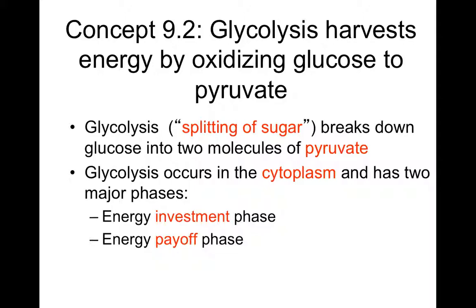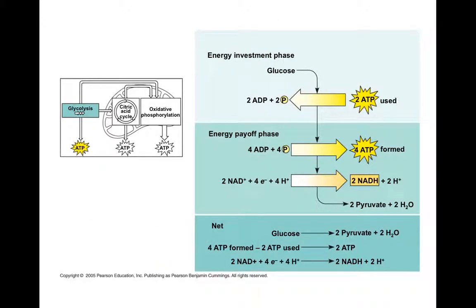In this diagram, you can see the 2 ATPs that are necessary to get the reaction going. This occurs in the energy investment phase. The energy payoff phase yields 4 molecules of ATP. In addition, it reduces 2 NADs into 2 NADH molecules. Overall, glucose has been broken down into 2 pyruvate molecules plus 2 molecules of water. So we have a net gain of 2 pyruvate, 2 waters, 2 ATPs, and 2 NADH molecules.